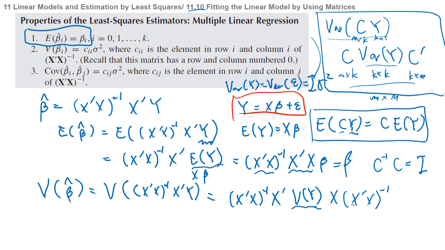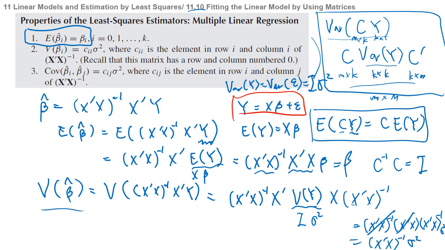And this is I sigma square, so we have (X transpose X) inverse X transpose X (X transpose X) inverse sigma square. Since one of these cancels, the variance is (X transpose X) inverse sigma square. So this is the variance of beta hat.